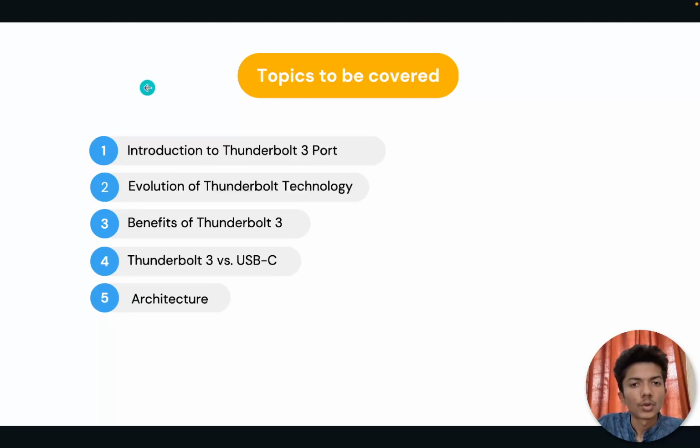So in this video I will be covering the introduction of the Thunderbolt 3 port, the evolution of the Thunderbolt technology, after that the benefits of using Thunderbolt 3, and we will be comparing Thunderbolt 3 with the USB-C connector, and after that we will be exploring the architecture of Thunderbolt.